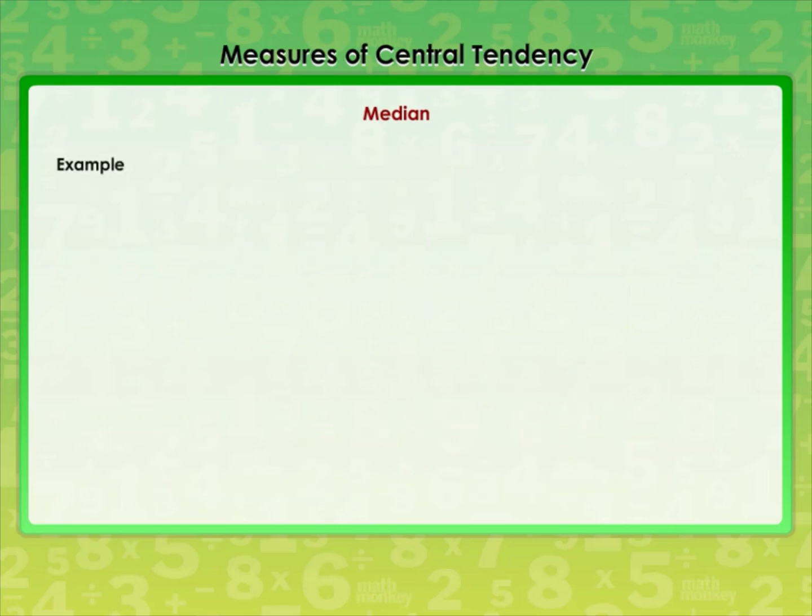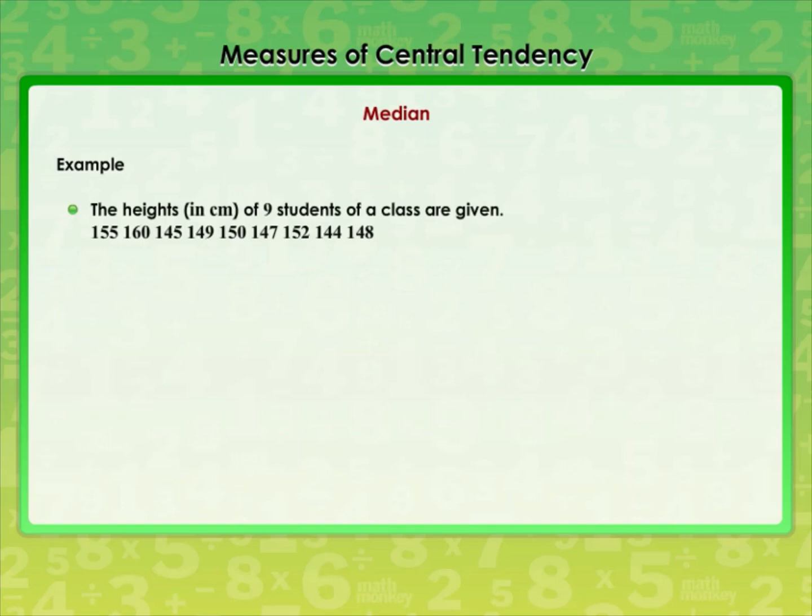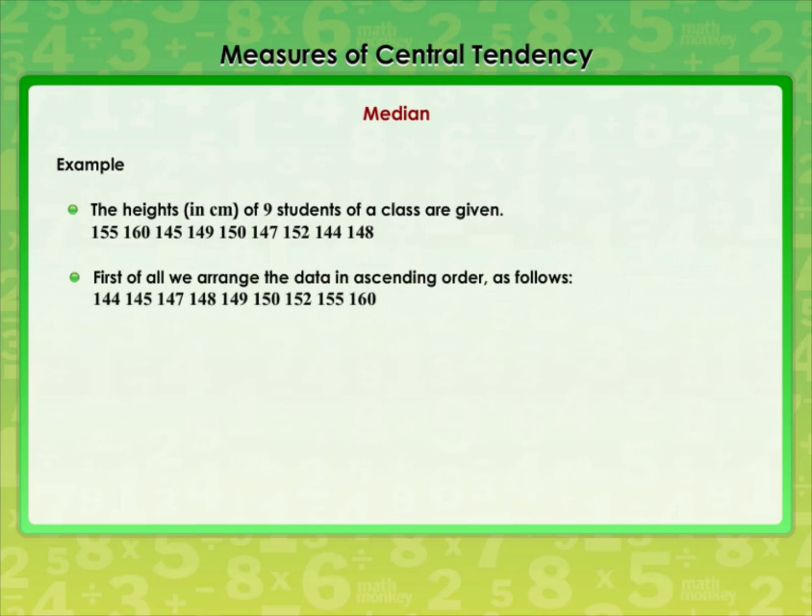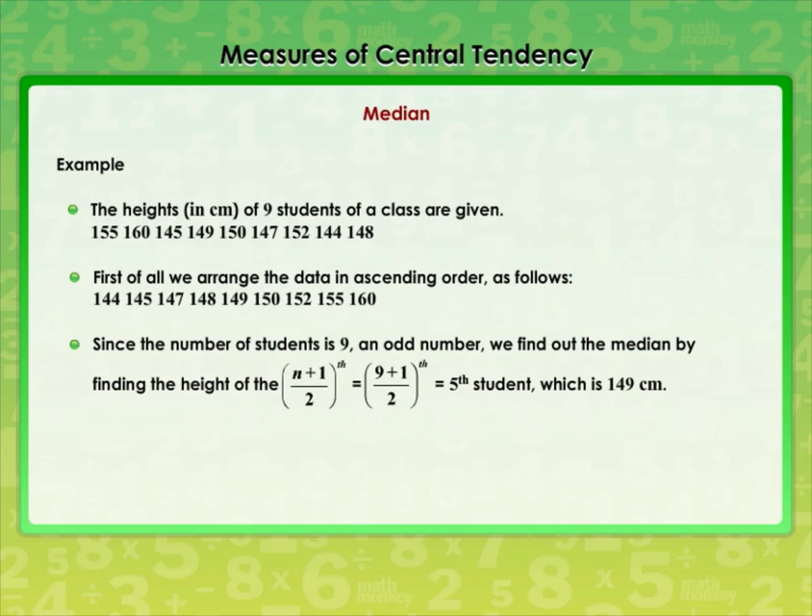Let us consider an example. The heights of 9 students of a class are given. We have to find the median. First of all, we arrange the data in ascending order as follows. Since the number of students is 9, an odd number, we find the median by finding the height of the (n plus 1) by 2th observation, that is, 9 plus 1 by 2, that is the 5th student, which is 149 centimeters. So, the median height is 149 centimeters.